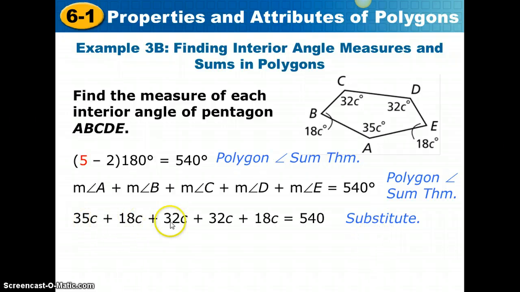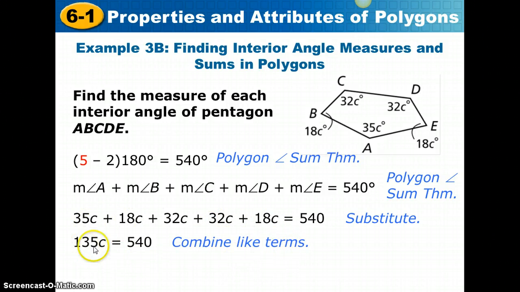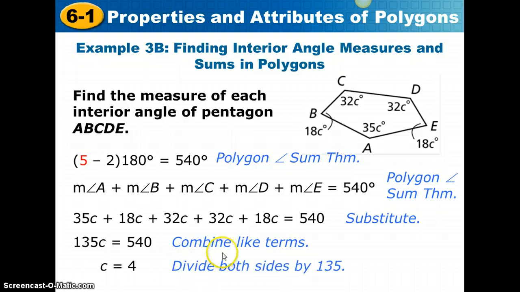The measure of all 5 angles should equal 540, so we substitute in the values that we know. 35c, 18c, 32c, 32c, and 18c should add up to 540. When we combine all like terms, like we did on one of our problems from our warm-up, we get 135c equals 540. Well, now we just divide both sides by 135 to find the value of c. c is 4.